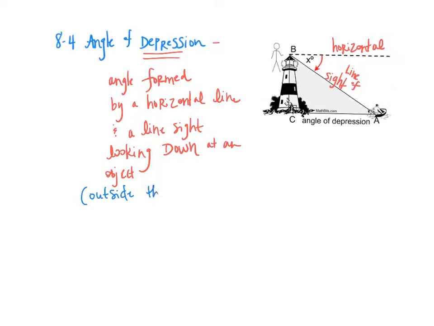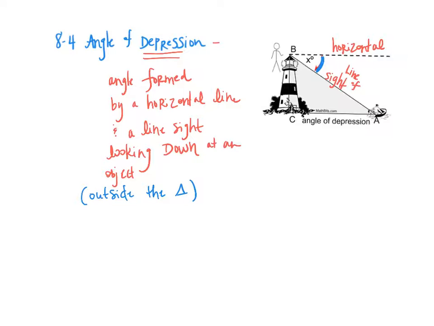That's different than the angle of elevation. So right here, this is your angle of depression because it's the angle that's formed from that horizontal line and that line of sight. And notice it's outside of the triangle. That's really quite important.